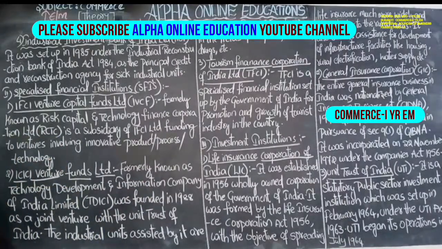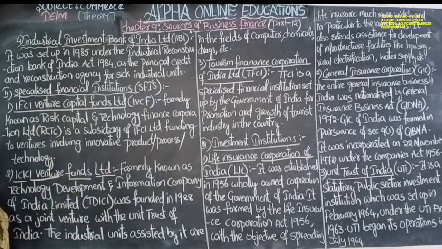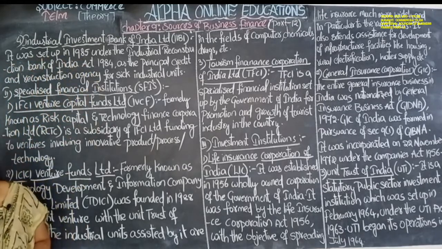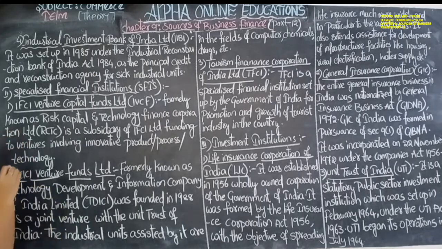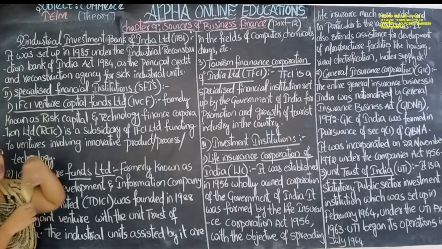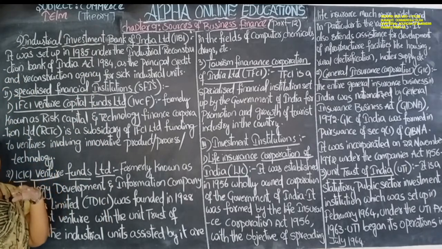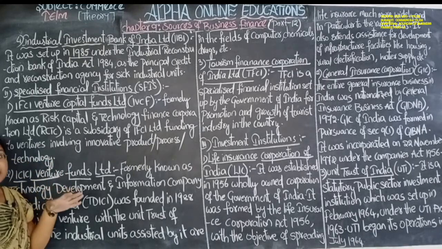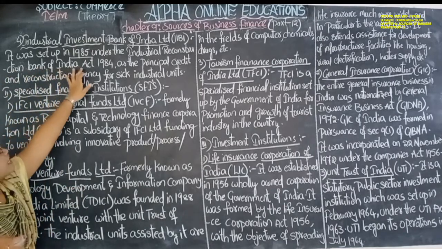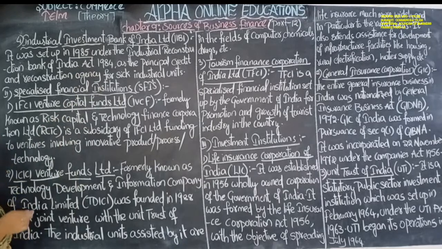Here we are going to study the Industrial Investment Bank of India Limited, which we left in the previous session, and we are going to complete it here. It was set up in 1985, means it started in 1985, under the Industrial Reconstruction Bank of India Act 1984. Reconstruction means development again. They make certain corrections and changes, and again redevelop it.